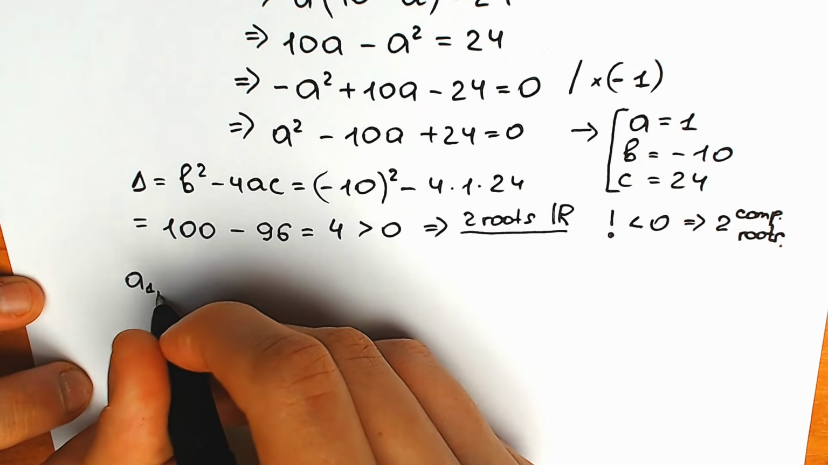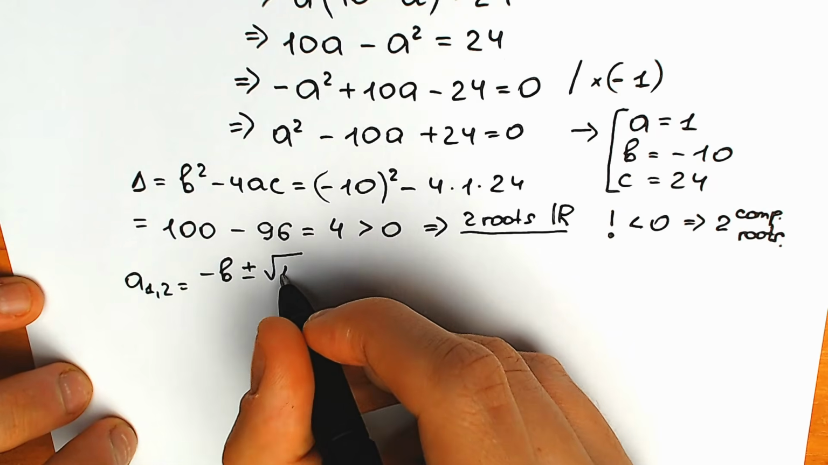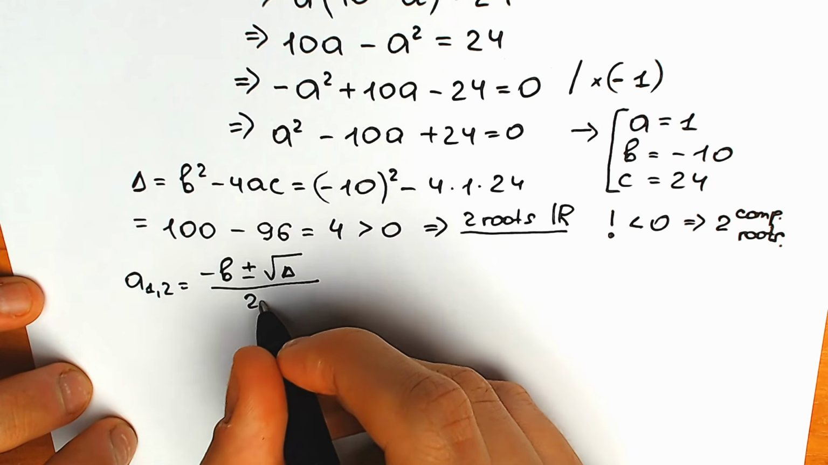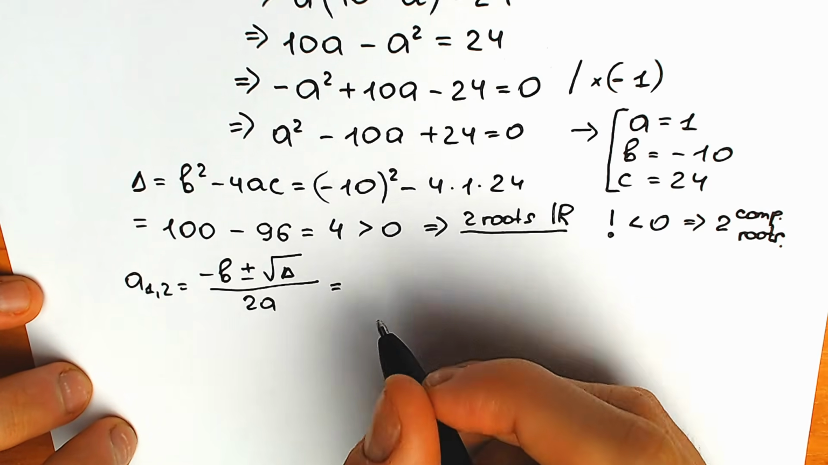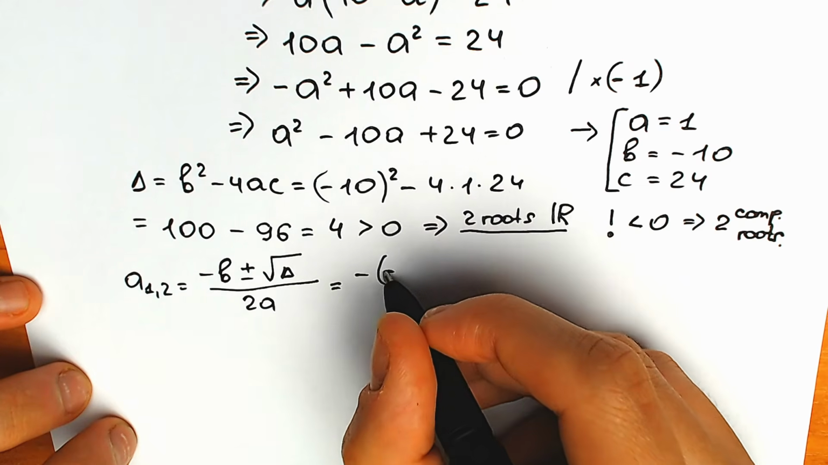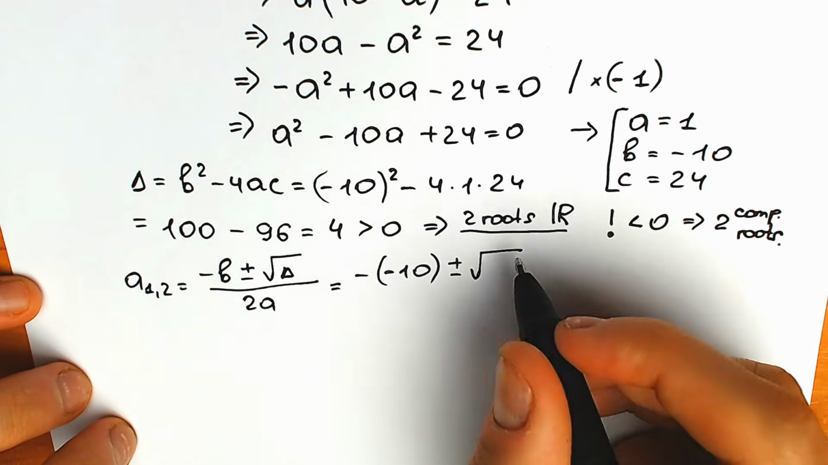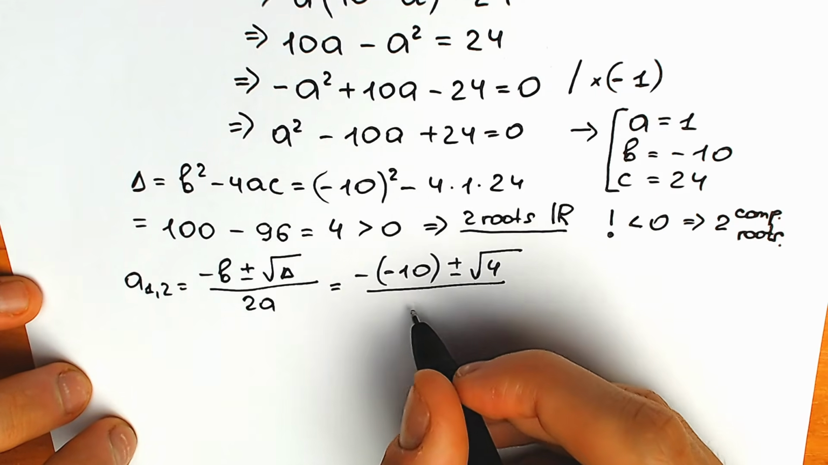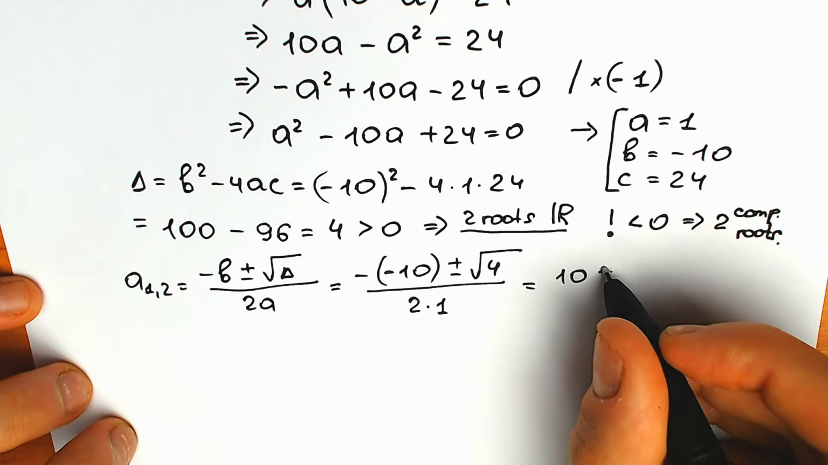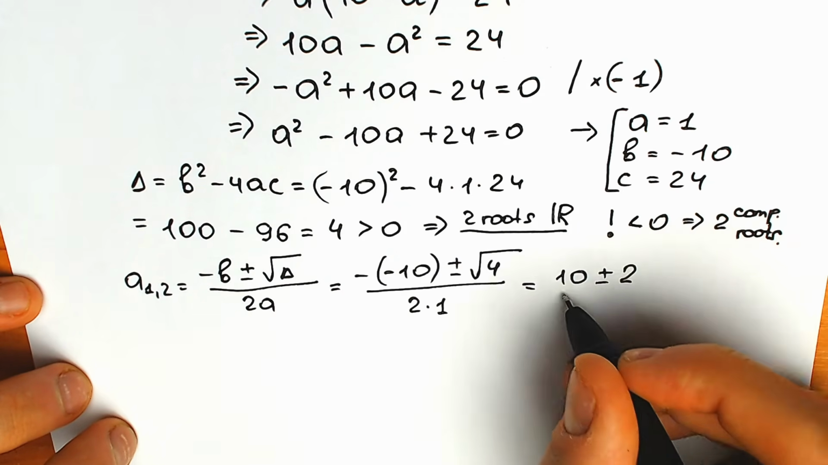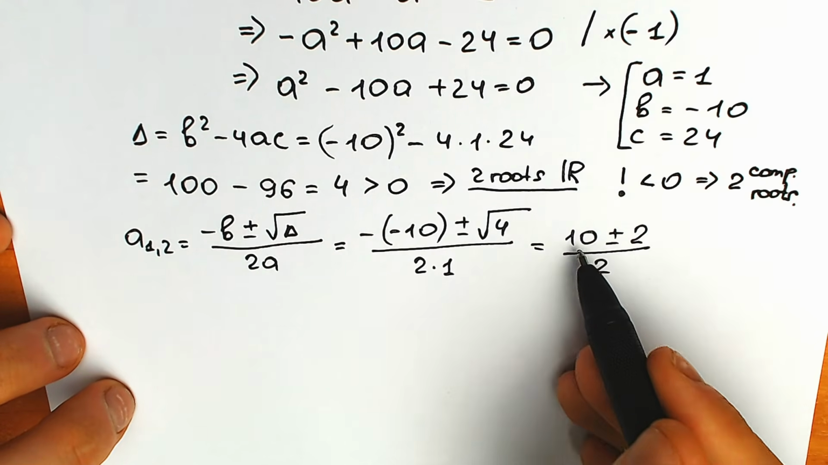We have a first and a second equal to minus b, this is our well-known formula, plus minus square root of the discriminant, all over 2a. So let's plug in. We know the discriminant, we know b, we know a and c. So minus b is minus minus 10, which equals 10, plus minus square root of 4, which equals 2, over 2 times 1. So basically we have two branches: 10 plus 2 over 2 and 10 minus 2 over 2.